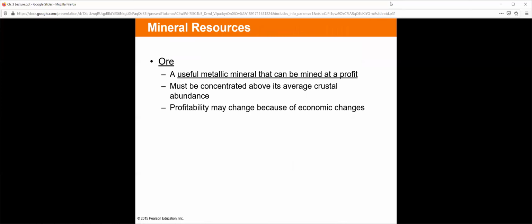Ore is another way we can define minerals. Ores are useful metallic minerals mined at a profit. An ore is an ore. Iron ore, I'm sure you're aware of what iron ore is.